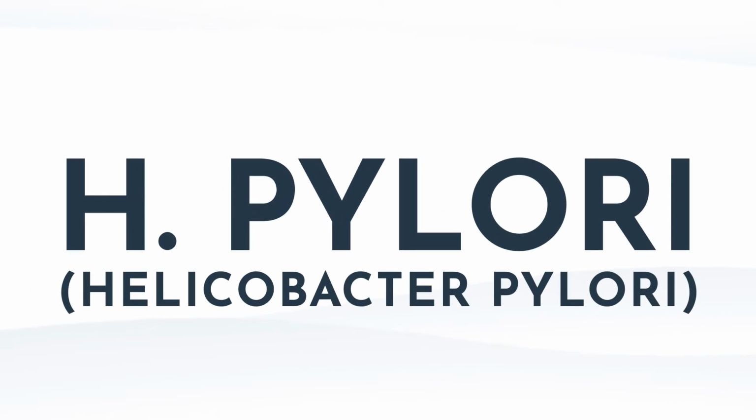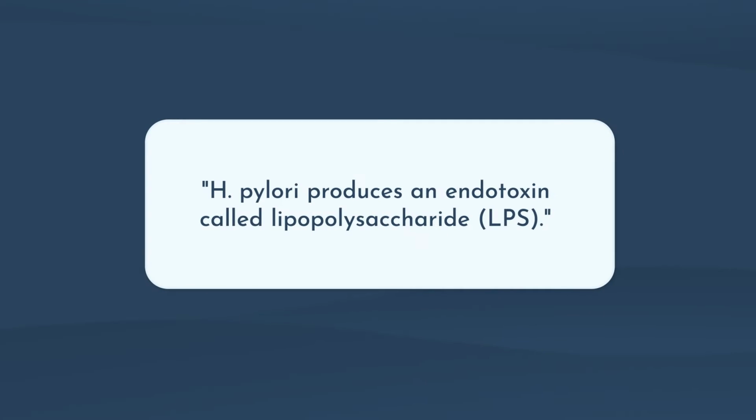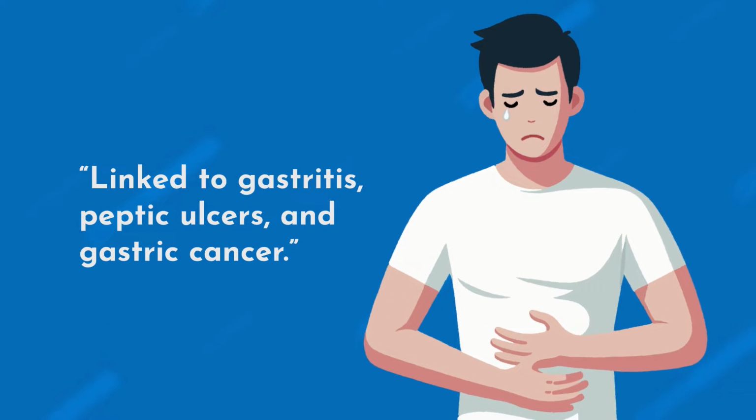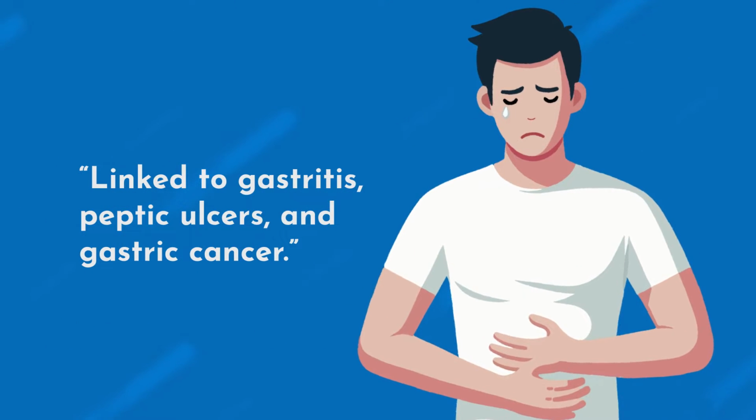So let's drill down and talk about some specific organisms in the gut because we're going to see them come up. Let's talk about H. pylori, or Helicobacter pylori. H. pylori is an endotoxin producer. It produces LPS, which stands for lipopolysaccharides, and those are endotoxins. H. pylori is a gram-negative bacteria, and we know that H. pylori can be linked to GI diseases like gastritis, peptic ulcers, and gastric cancer.